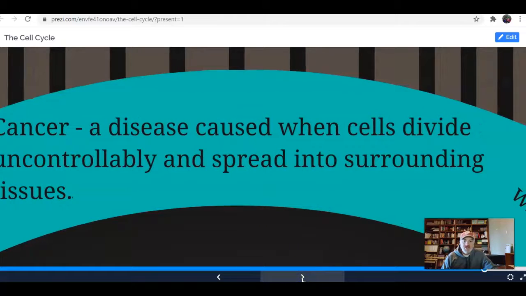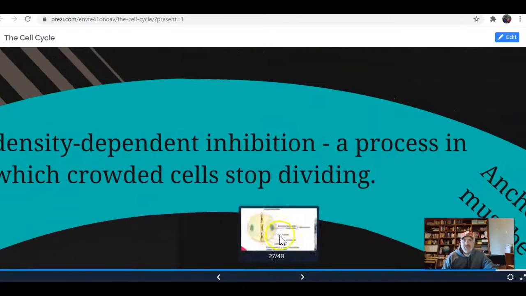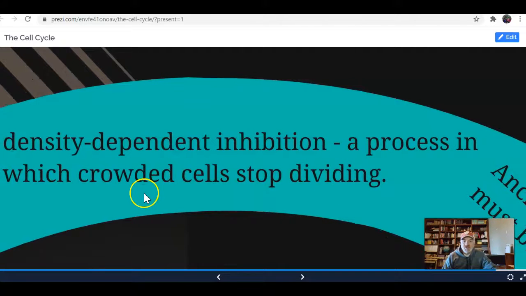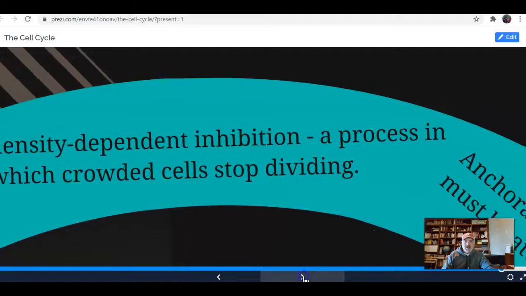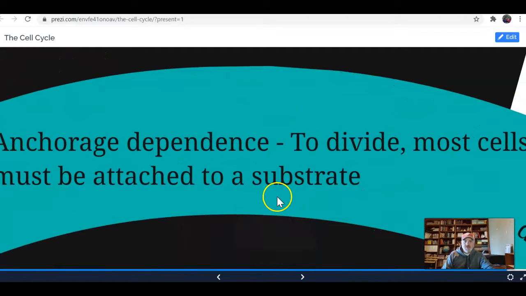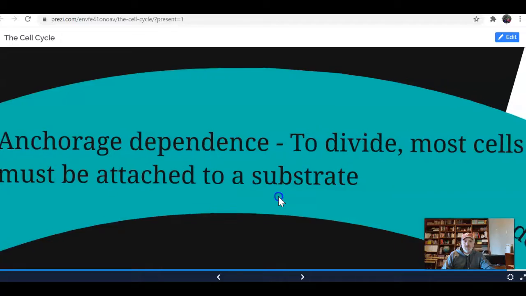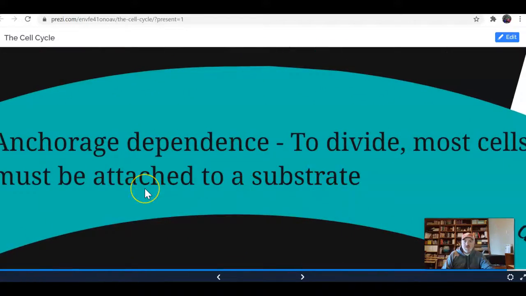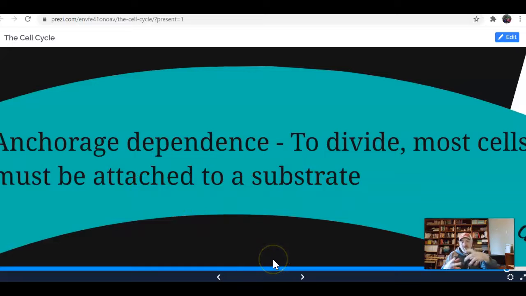A couple features of cancer that I want to talk about is this subject called density-dependent inhibition. It's a process in which crowded cells will stop dividing. So if cells are starting to get crowded together, there's no room for them to go, so they won't divide. And then there's this other feature of cell division called anchorage dependence. Anchorage dependence is, in order to divide, most cells, let me go back to that. Most cells must be attached to a substrate.